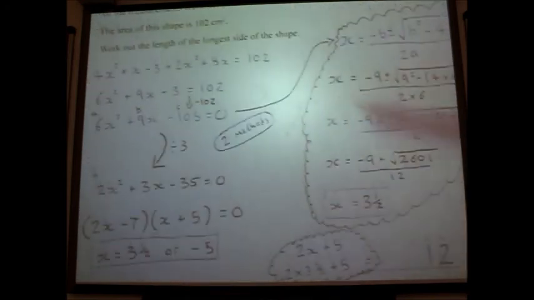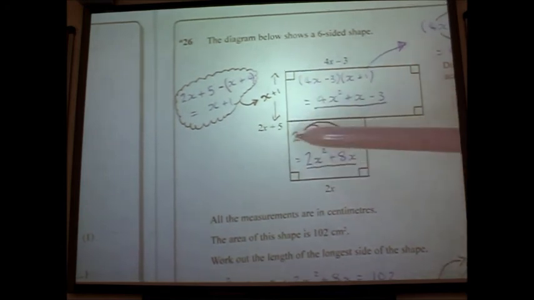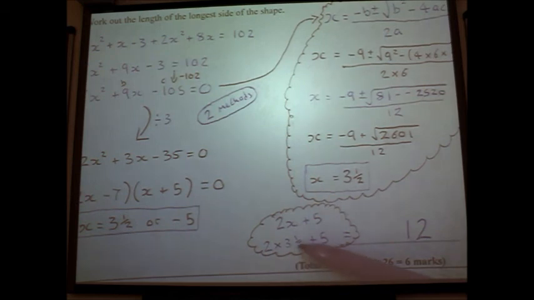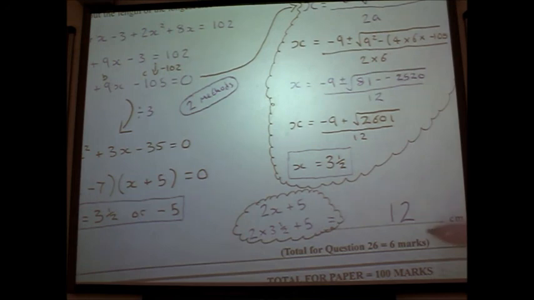The longest side, as it turned out, was this side here, which is 2x add 5. So what I've done is 2 lots of 3.5 is 7, add 5 gives you 12. So the answer to that for 6 marks is 12.